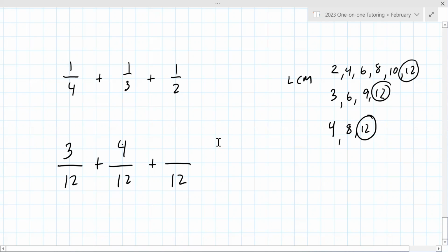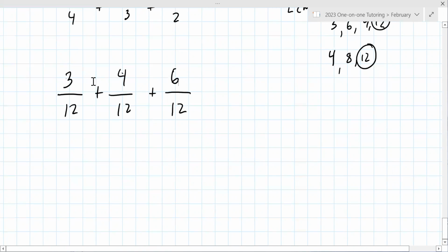How do you go from 2 to 12? What do you multiply 2 by to get 12? 6. Good. All right, so we got 3 plus 4 plus 6. What does that add up to? 13.